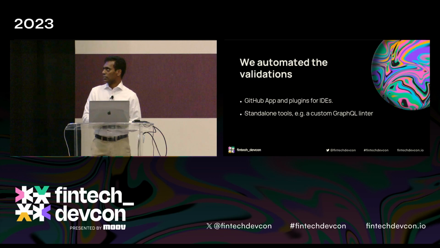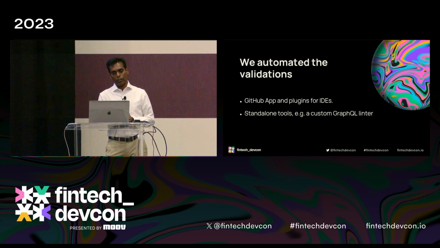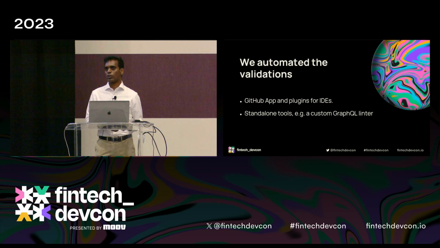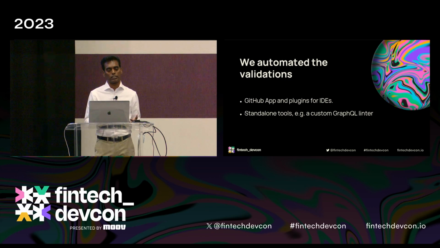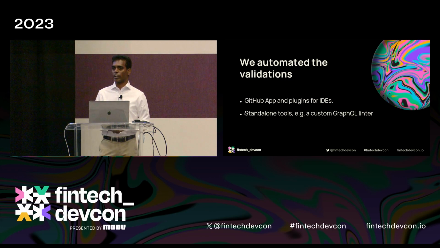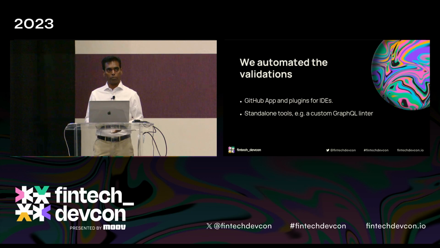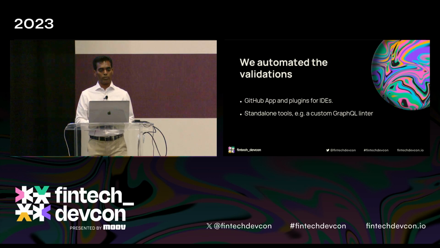And to help further, we automated the validations. We developed plugins for IDEs. We currently have Visual Studio Code and IntelliJ plugins that will validate the editor and the OpenAPI spec. We'll see a demo of this soon. And also we developed a GitHub app that validates the pull request as soon as it's submitted. And we are making the tools available for our developers internally so that they can use them as a standalone tool.